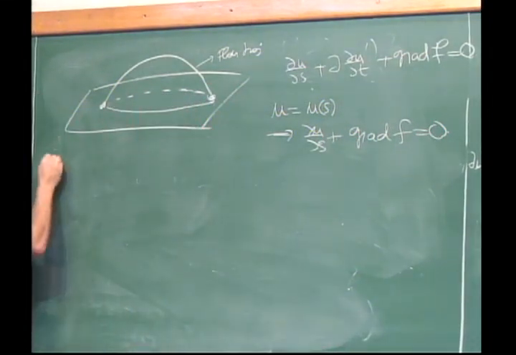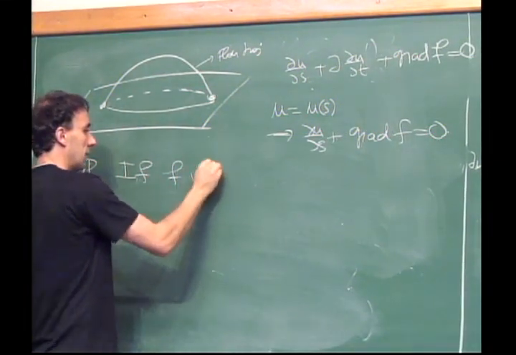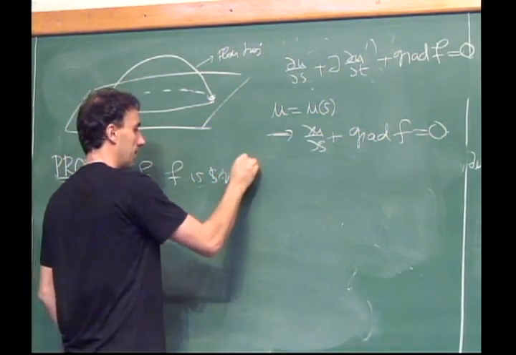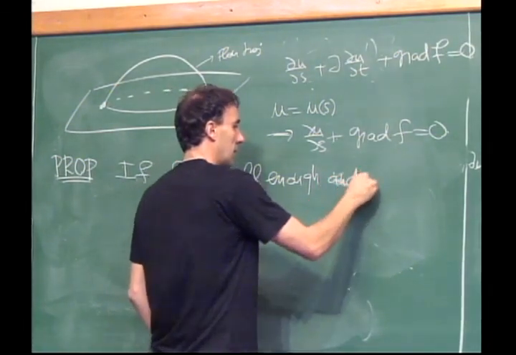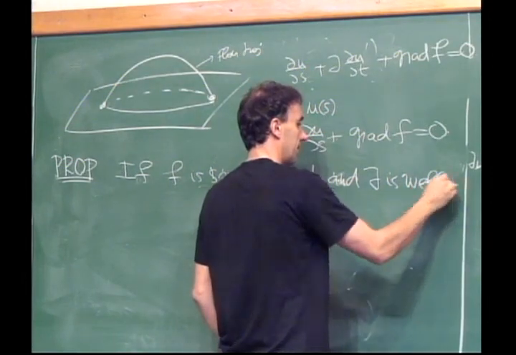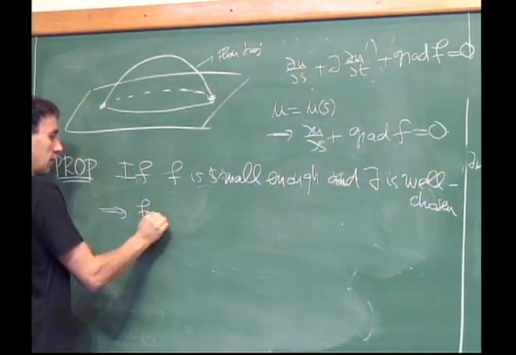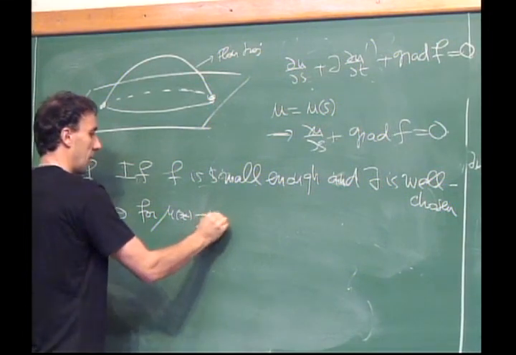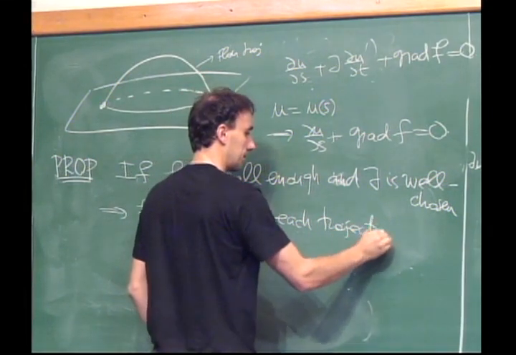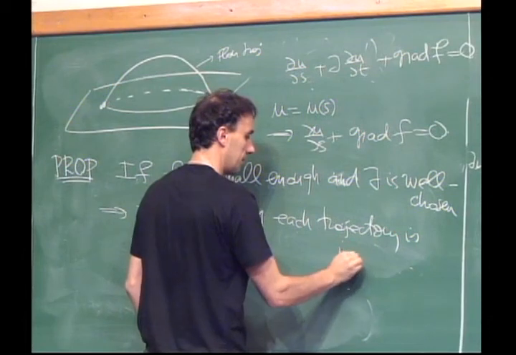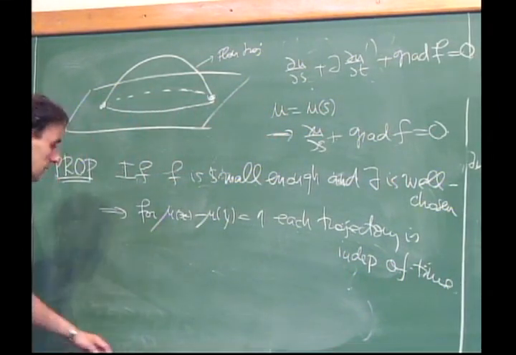And so the result is that if F is small enough, and J is well chosen, then for mu x minus mu y equal to 1, each trajectory is independent of time. Okay.